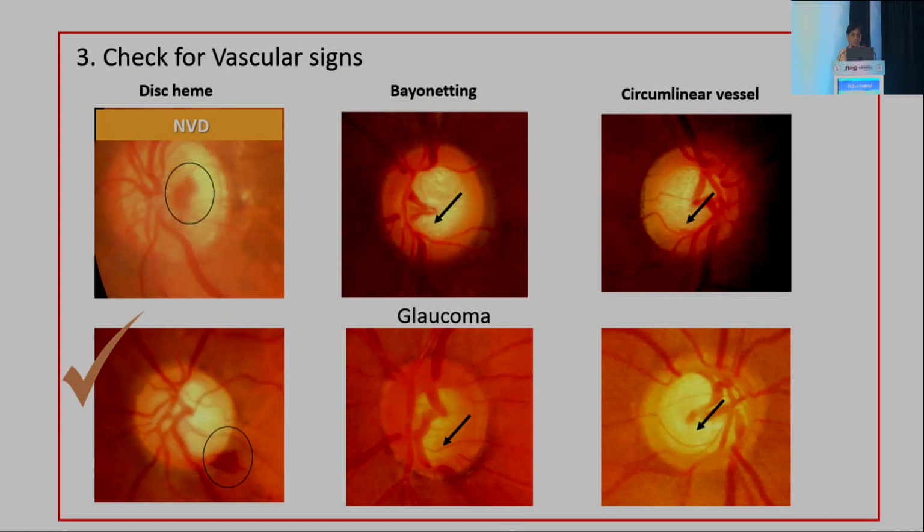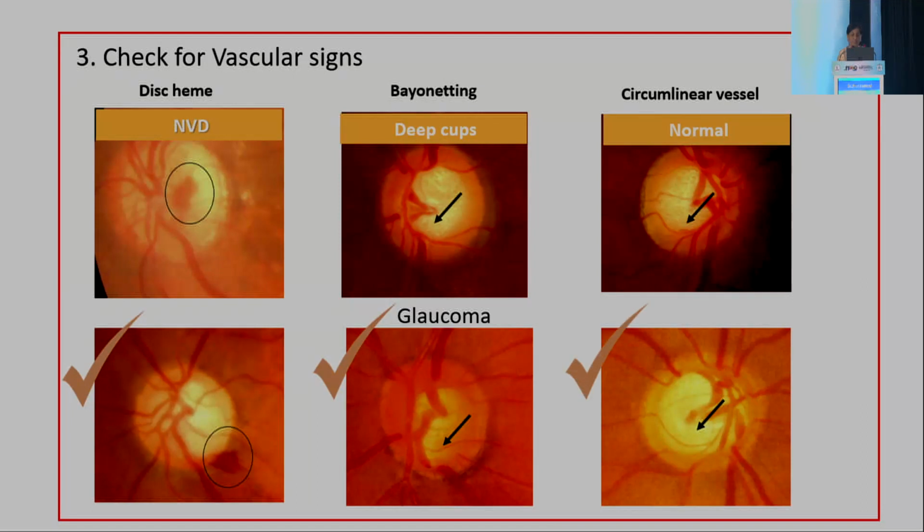So check for vascular signs. NVD can be there, but this is a disc hemorrhage. Bayoneting can be seen when the cups are deep, but this is glaucoma here. And circumlinear vessels can be normal, and bearing can be abnormal.